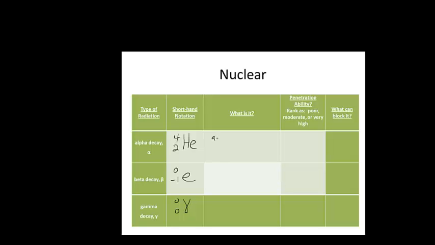Alright, what is it? Alpha is a helium nucleus. A beta particle is a high energy electron. And a gamma particle is a gamma ray. Another way you can write it is electromagnetic radiation. So gamma rays, electromagnetic radiation.